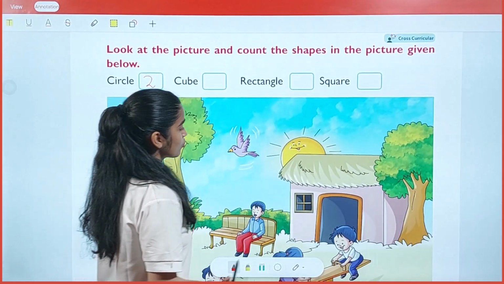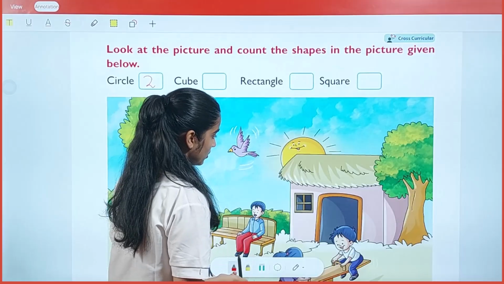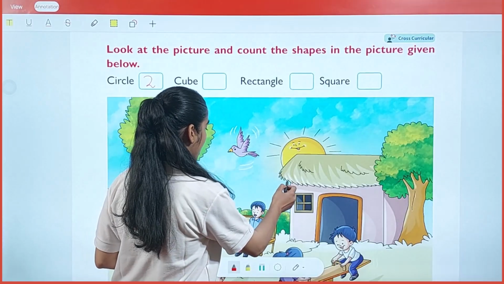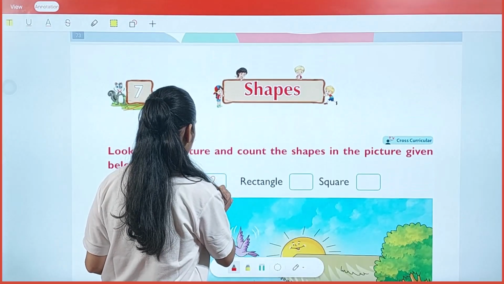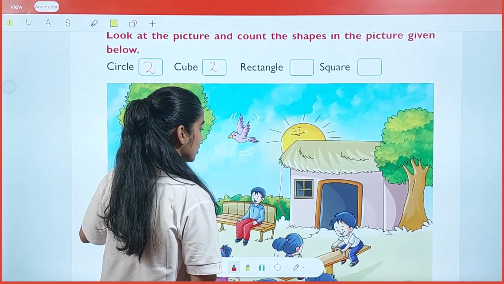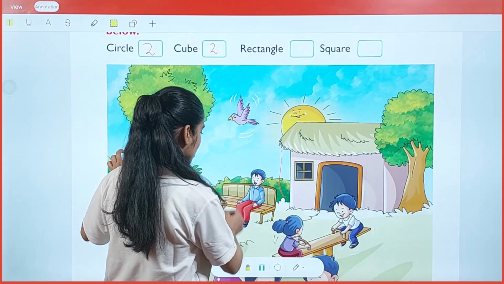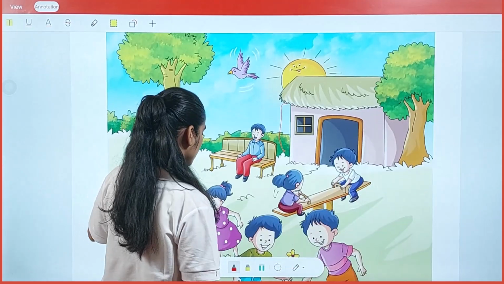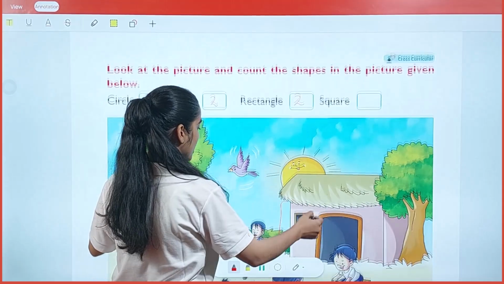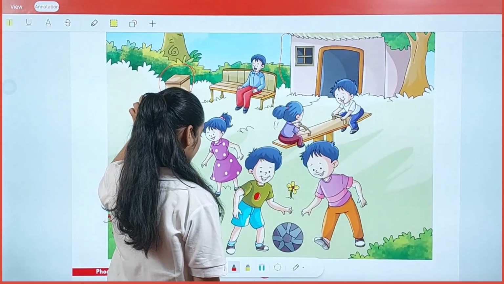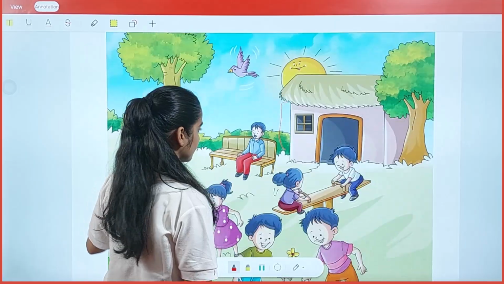Okay, only one cube. This half portion of it we can also include. So let's take two cubes here. Then rectangle. So one rectangle is this chair. Then there is the seesaw. Two. So two rectangles we have, and square we have only one.